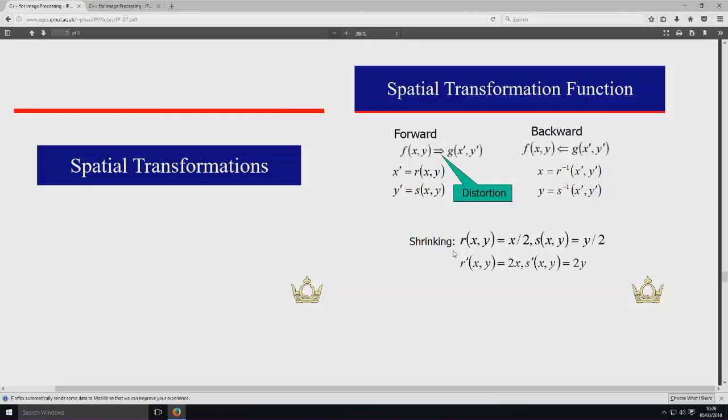For example, if we shrink the image to half size, half width, half height, the coordinates are divided by two. For the even numbers, after division, we have integer coordinates. But for the odd coordinates, we cannot find integer coordinates after the geometric transformation. If we only keep the integer coordinates, we remove the fractional ones, or we need to find the intensities for all the integer coordinates. After that, we may have half of the pixels missing, and those are just removed.